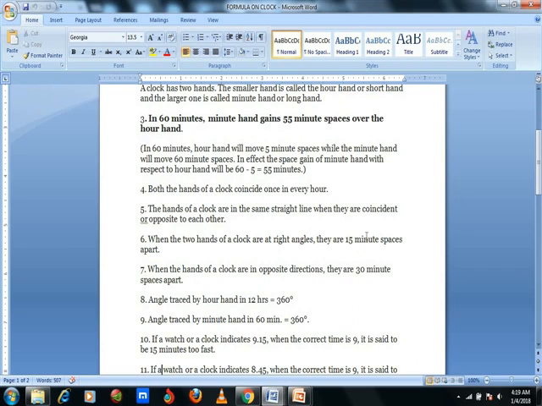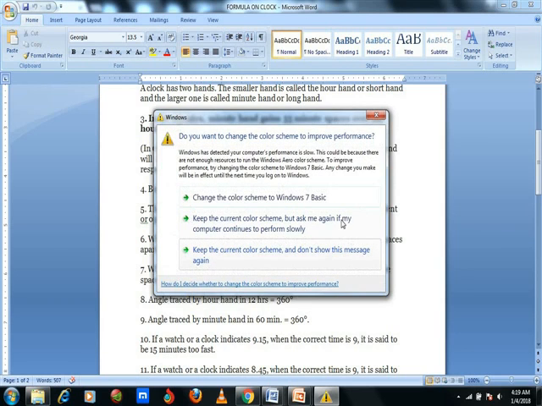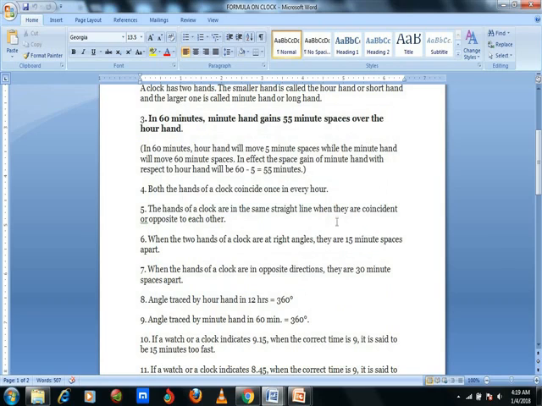We know that the minute hand is at 12 and the hour hand is at 3, which represents a right angle. That is also known as 15 minutes. We know there are 15 minute spaces between right angles.